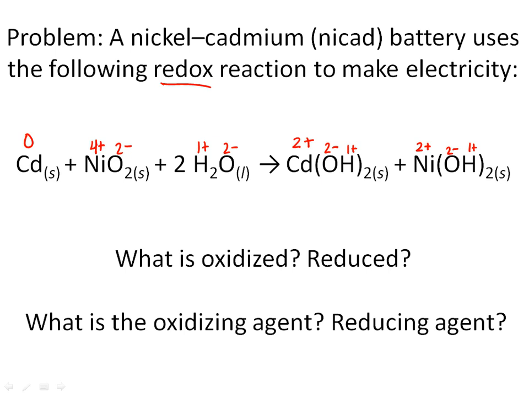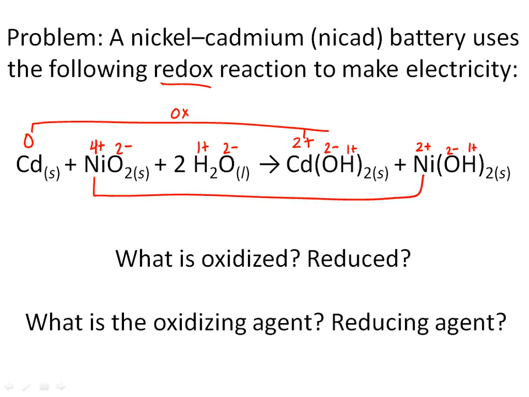All right, let's look and see what is oxidized or reduced. We are looking for any changes in an element's oxidation number. I don't see any changes for any of the oxygens. I don't see any changes for any of the hydrogens, but what I do see is that cadmium went from 0 to 2 plus, and that is oxidation because it lost 2 electrons. And nickel was reduced because it went from 4 plus to 2 plus. That is reduction. So cadmium was oxidized, nickel was reduced.